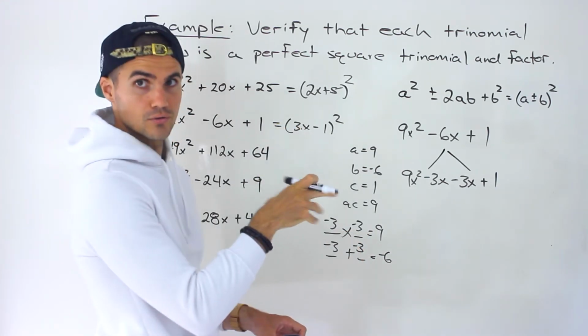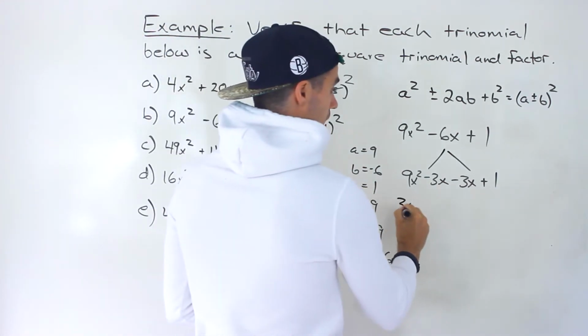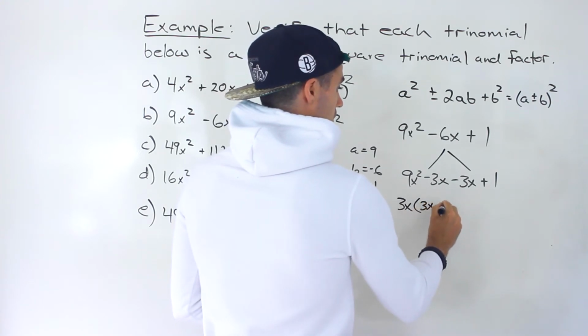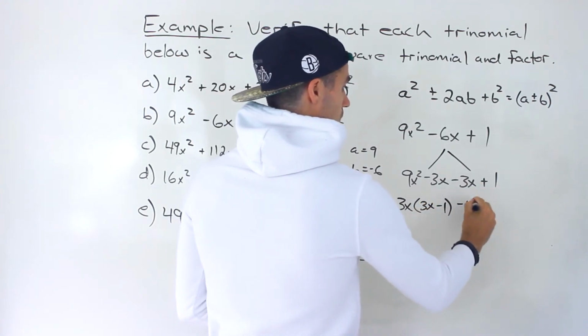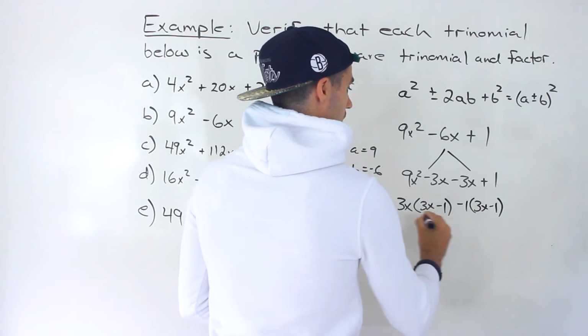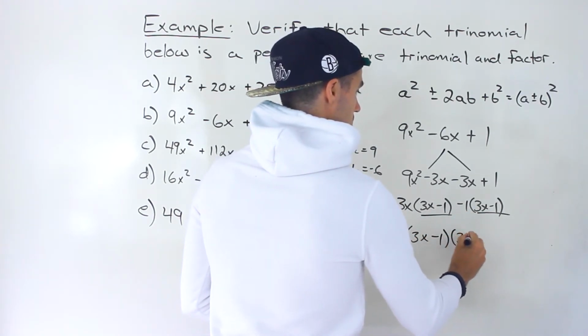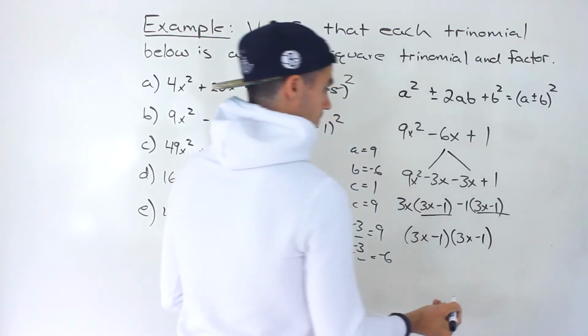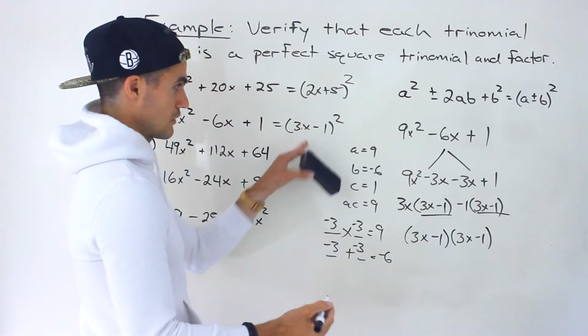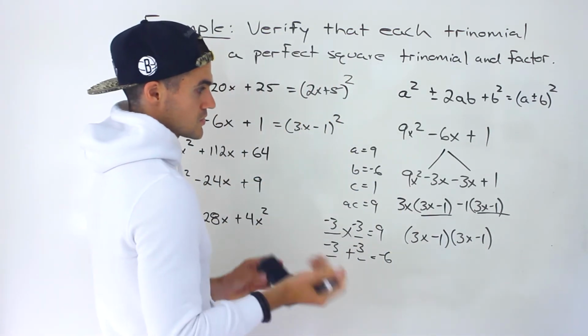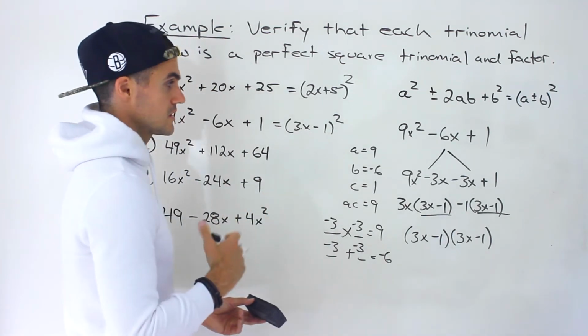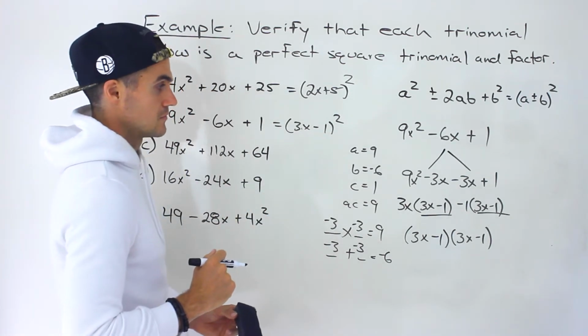From the first two, what can we factor out? A 3x. And then from these two, we could take out a negative 1. And then we could take out a 3x minus 1, like that, right? Which ends up being 3x minus 1 squared. So whether you use the formula or you use decomposition, you should get the same answer.